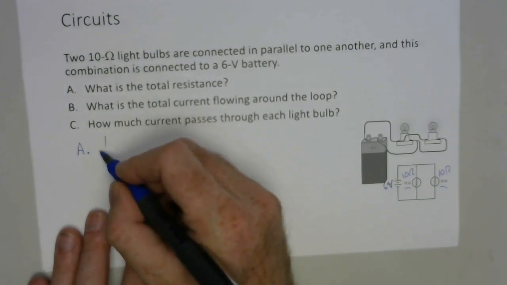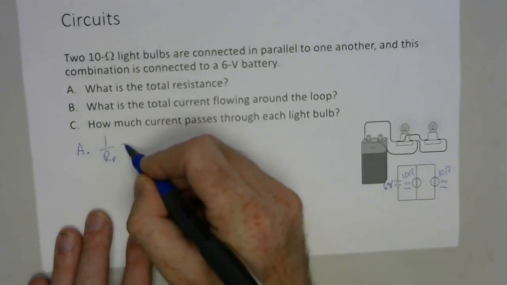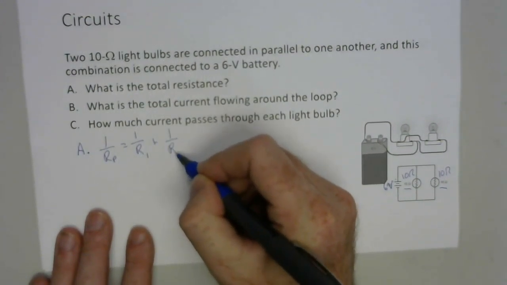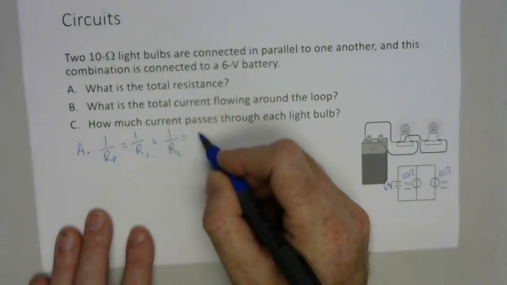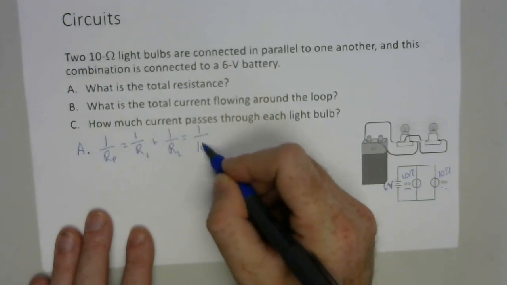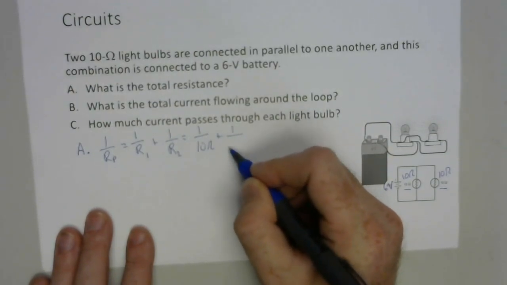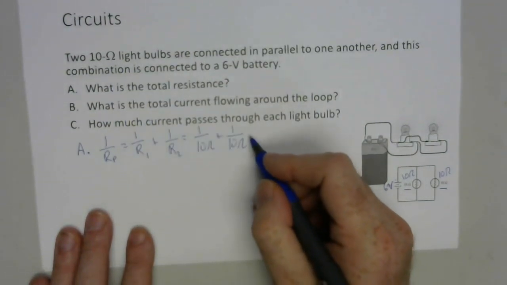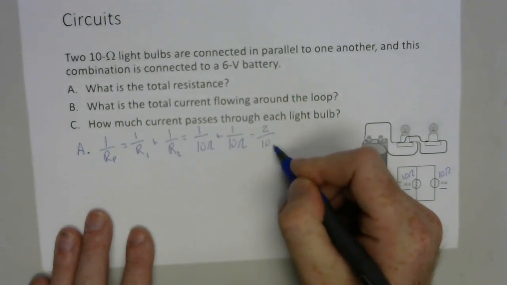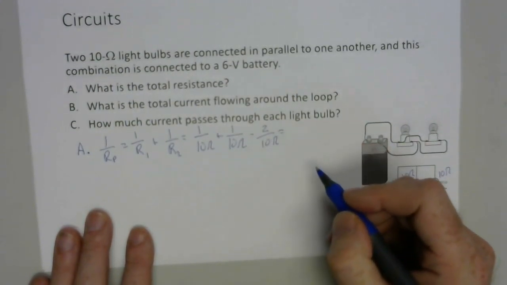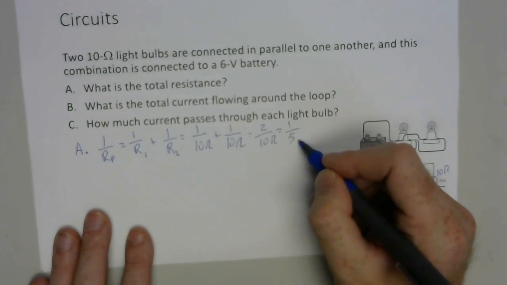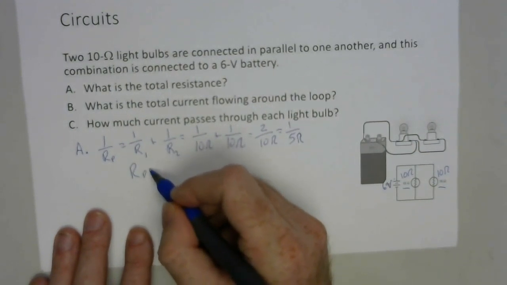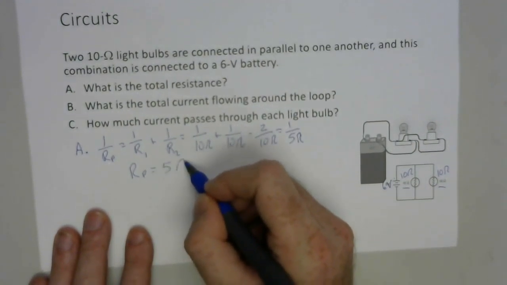You've got 1 over the resistance parallel is equal to 1 over resistance 1 plus 1 over resistance 2, which would be 1 over 10 ohms plus 1 over 10 ohms, since both resistors are 10 ohms, which means you'll get 2 over 10 ohms, or 1 over 5 ohms, which means my parallel resistance would be 5 ohms.